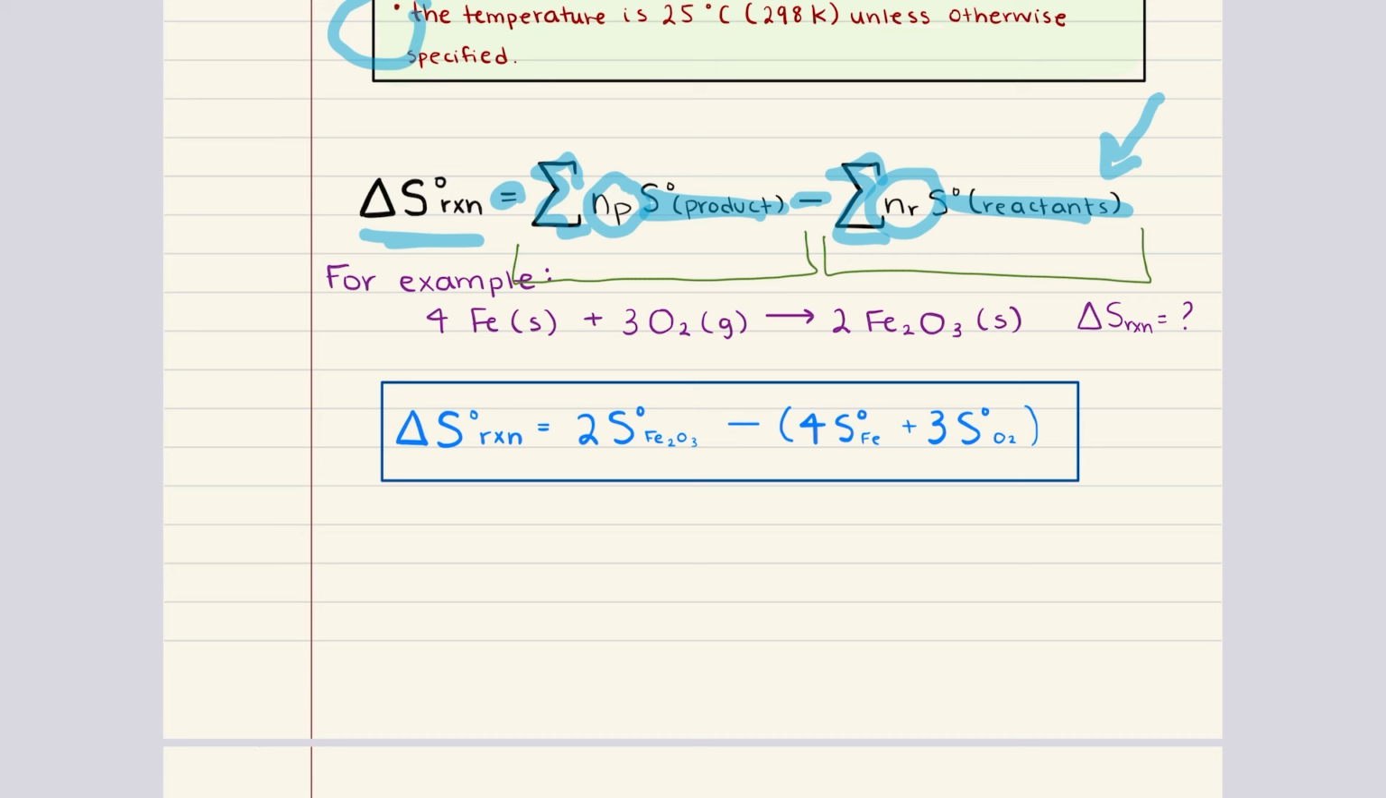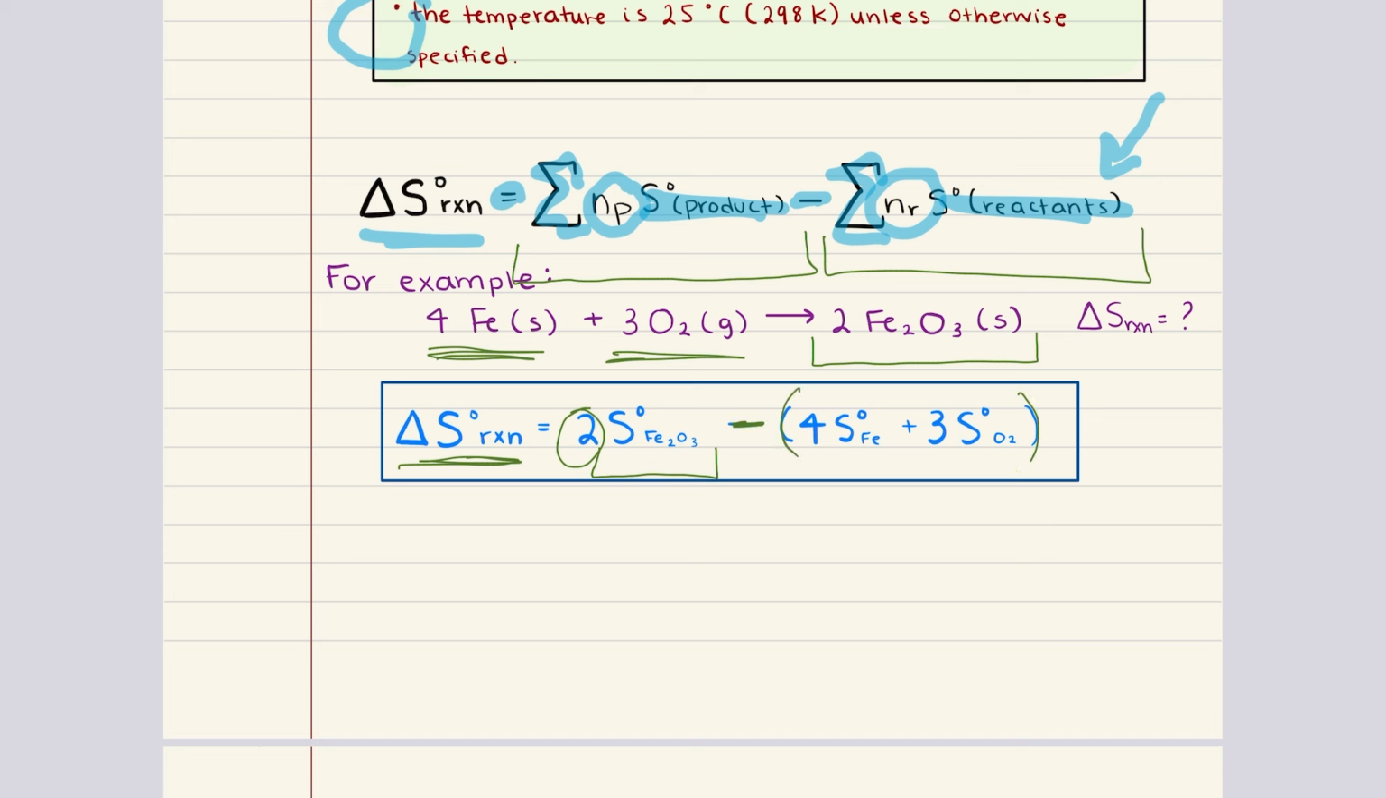Let's consider this reaction of iron and oxygen gas together to form iron 3 oxide. To calculate the standard entropy change for the reaction, this is going to be equal to 2 times the standard molar entropy of iron 3 oxide, which is our product, minus this term right here.